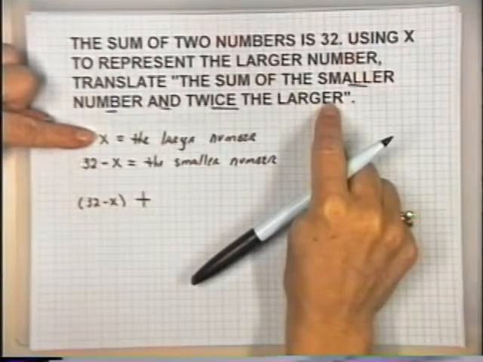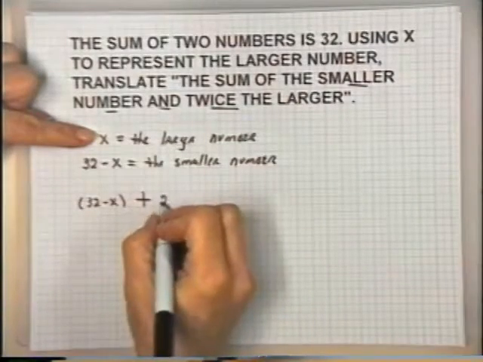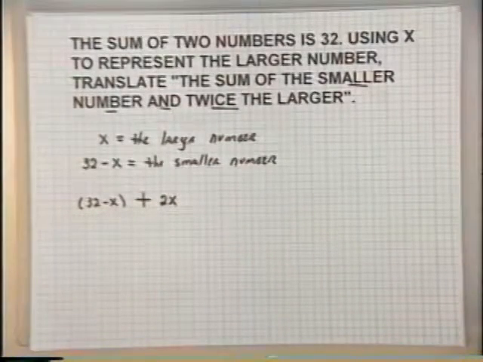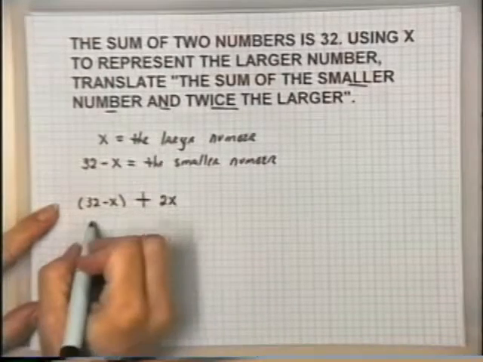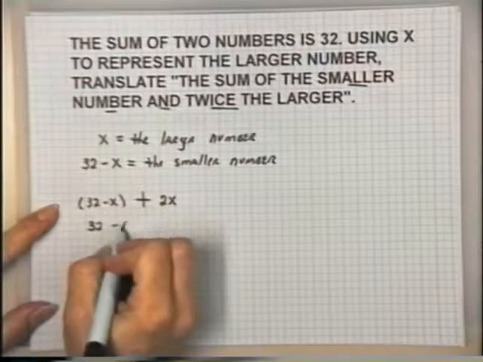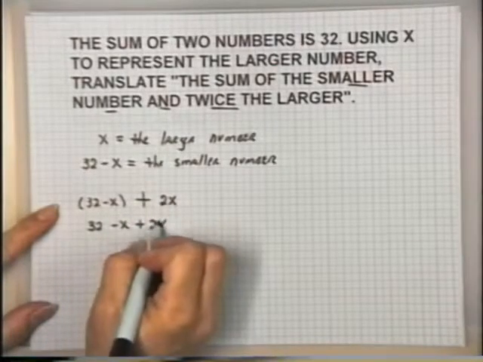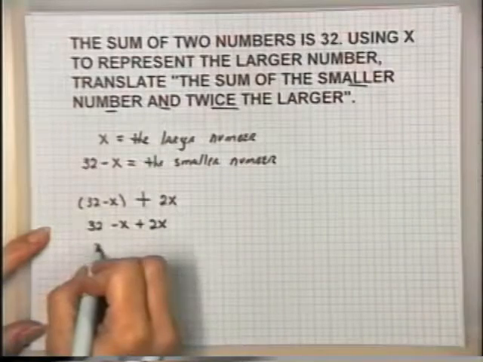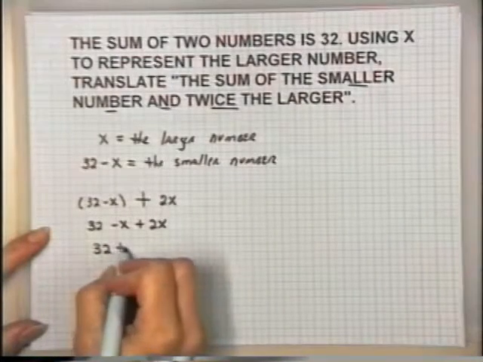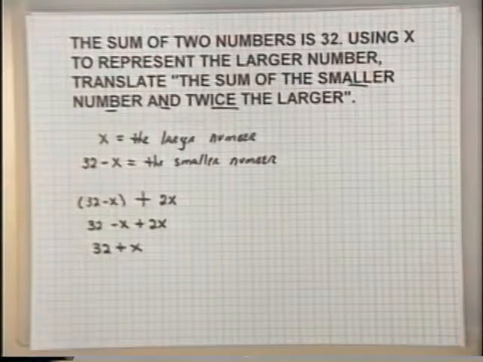This is the larger number here. 2 times the larger number would be 2 times x. So we have 32 minus x plus 2x. Let's simplify this expression. We can remove the parentheses, and then adding our like terms here, a minus x plus 2x would give us a plus 1x.